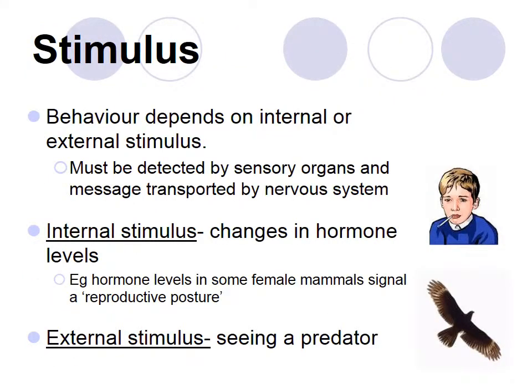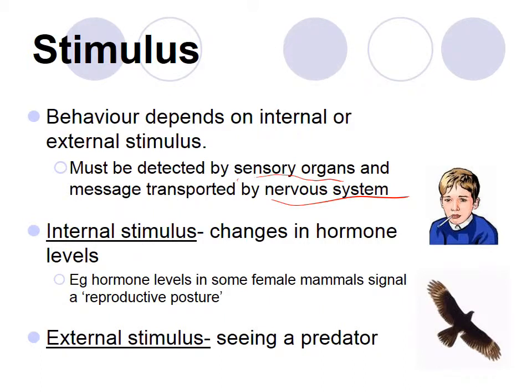So the stimulus is what is external or internal to the animal. So it's what's going to trigger these behavior responses. The behavior then depends on that internal or external stimulus, and it needs to be able to be detected by that organism. So it needs to be detected by sensory organs, and then you need to get that message transported by the nervous system.